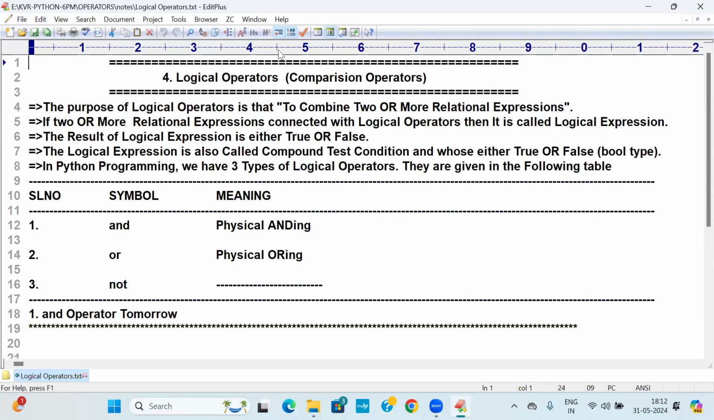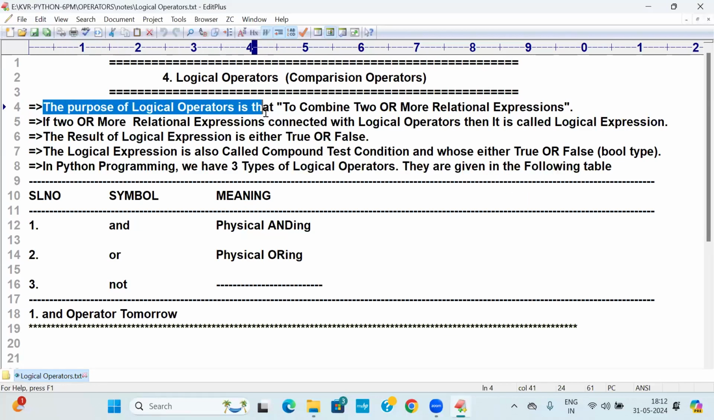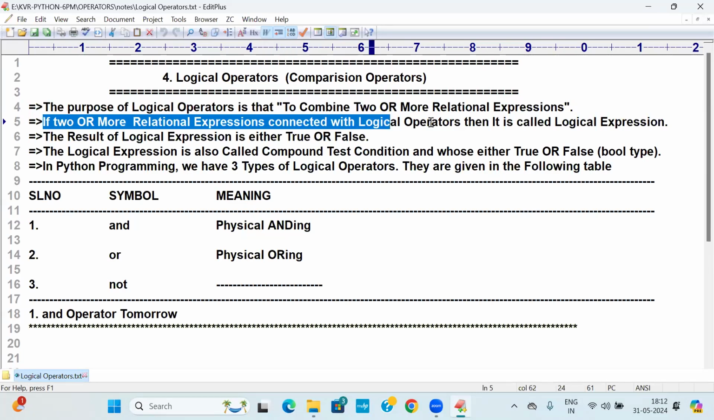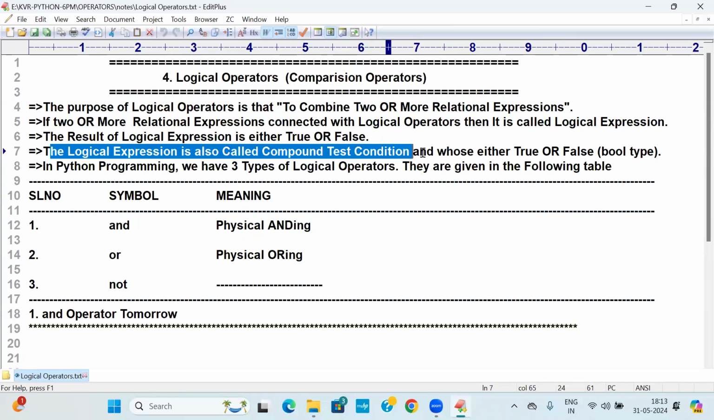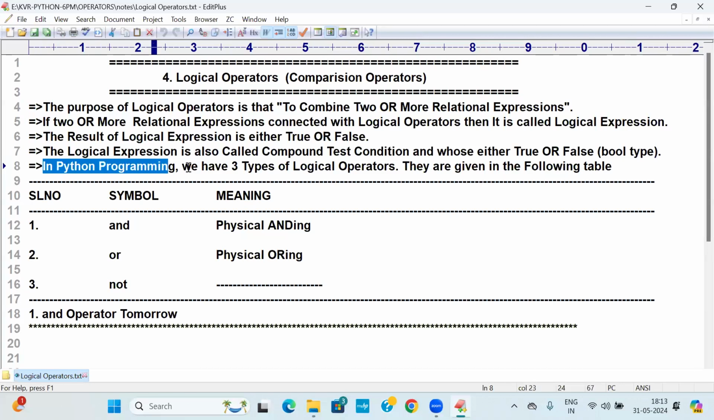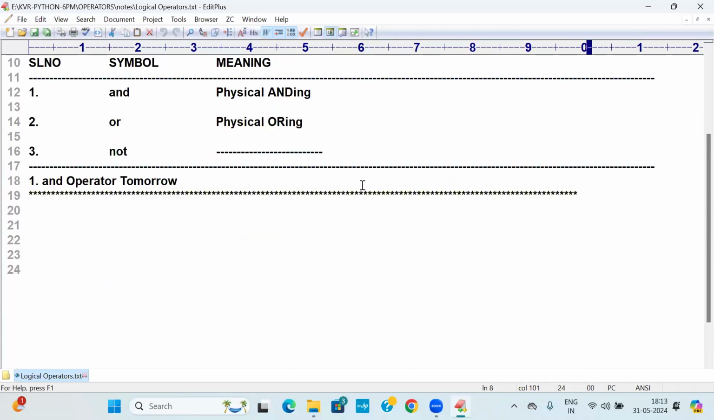Now, what is the use of logical operators? As already said, the purpose of logical operators is to combine two or more relational expressions. If two or more relational expressions are connected with logical operators, it is called a logical expression. The result of a logical expression is either true or false. The logical expression is also called a compound test condition, and its result is either true or false, that is, bool type. In Python programming, we have three types of logical operators. They are given in the following table.